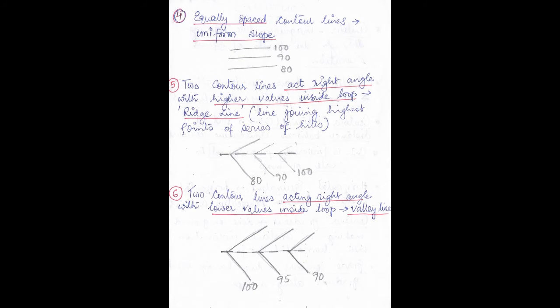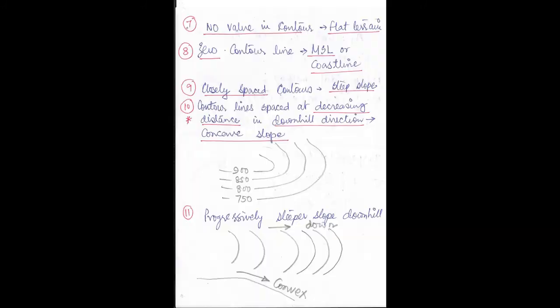Point number 6. Two contour lines acting at right angle with lower values inside the loop represent a valley line. This is just the opposite of the previous point. So here the lower values are inside the loop. That means it starts with 90, 95 and 100, going from inner to outer. So it represents a valley line.